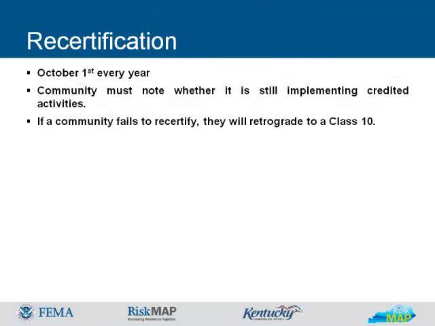Each year, a community must recertify by October 1st that it is continuing to meet the prerequisites for its class and implement the activities for which it has earned credit. Each August, the ISO CRS Specialist sends the community a list of its credited activities. The community must note whether it is still implementing each item on the list.